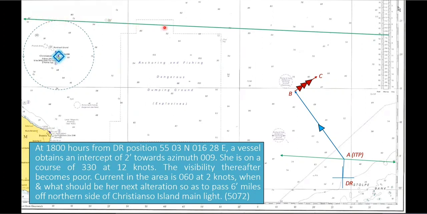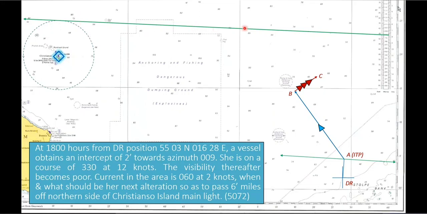You can see this green color line marked on the chart now, parallel to my initial PL. This line is parallel to my initial PL in the same direction, and it is tangential to the Christianso Island main light, and we have drawn the tangent on the northern side. There was a possibility of drawing the tangent on the other side also, but it is specifically mentioned that the vessel should pass on the northern side of the Christianso Island main light.